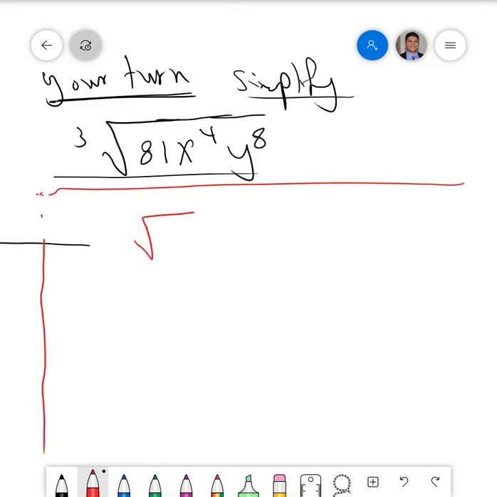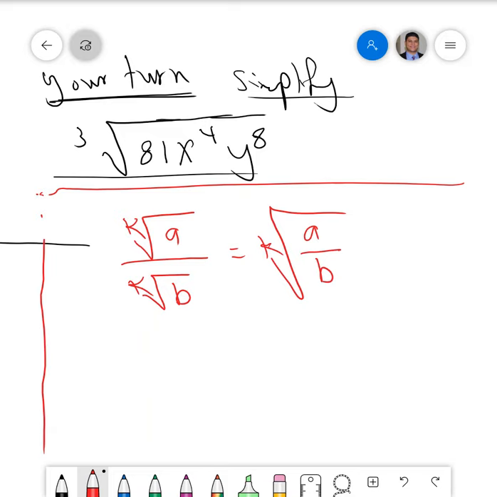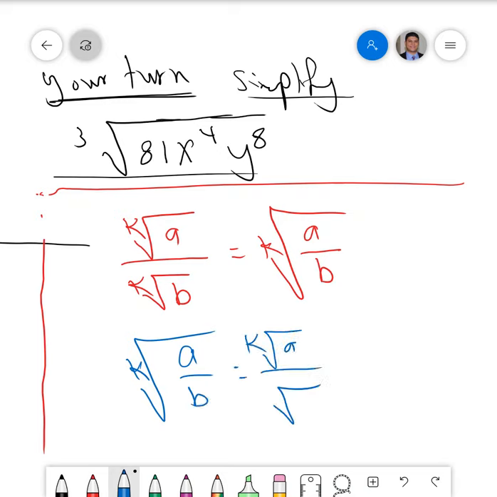So the kth root of a over the kth root of b is equal to the kth root of a over b, such that b is not equal to 0. And vice versa, the kth root of a over b, we can distribute, so it will be the kth root of a over the kth root of b.